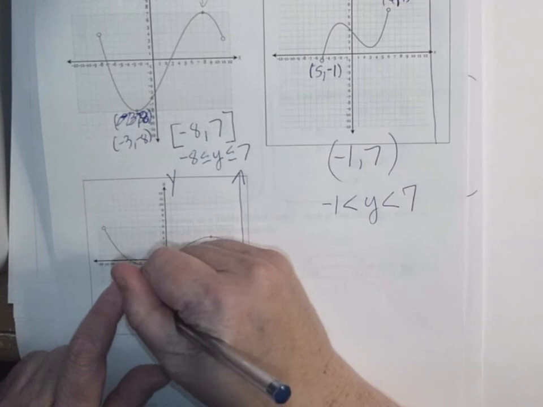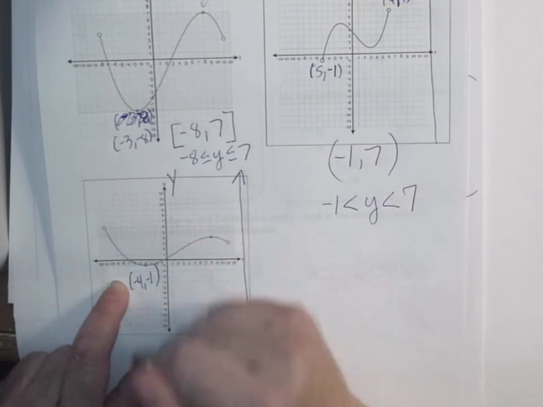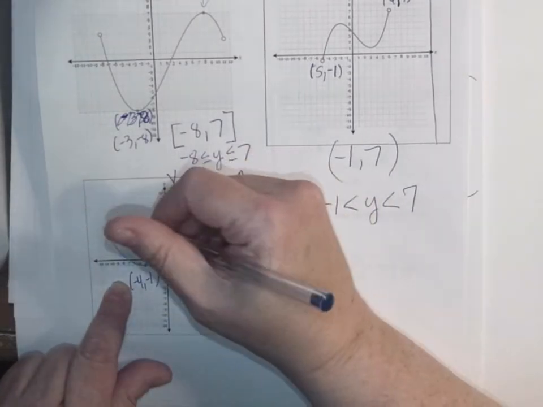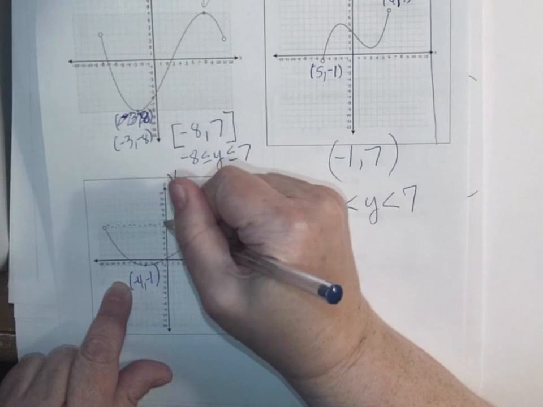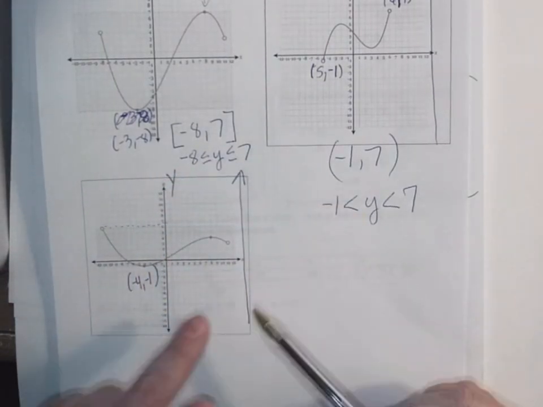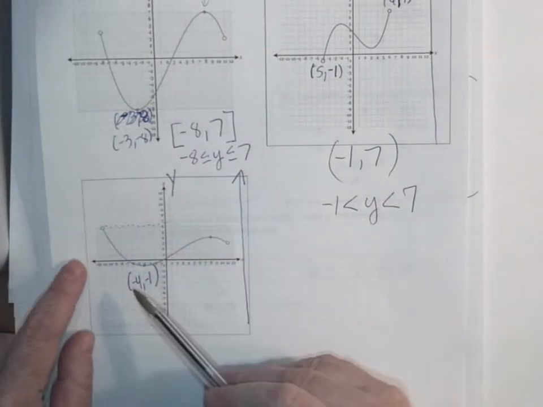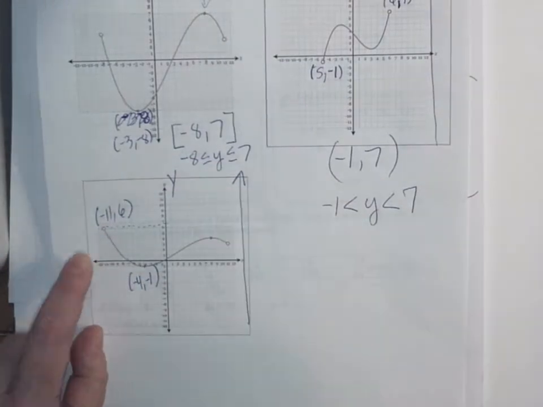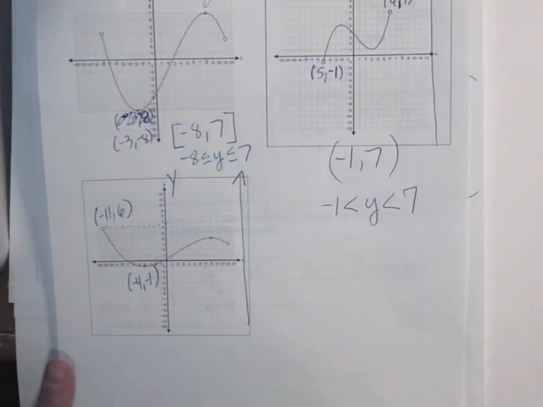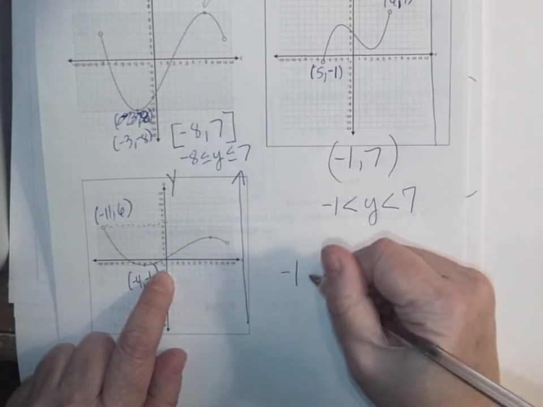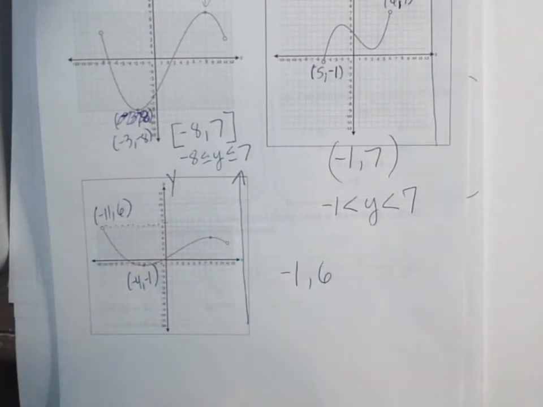So this is a -4 and a -1. Now I'm looking to go up as high as I can. The highest point y gets is up here. We're not looking to read from left to right. We're looking to read from bottom going up. So this one over here is a -1 and a 6. So reading from the bottom going up, I'm going from a -1 to a 6, right? Because I'm looking at the y.